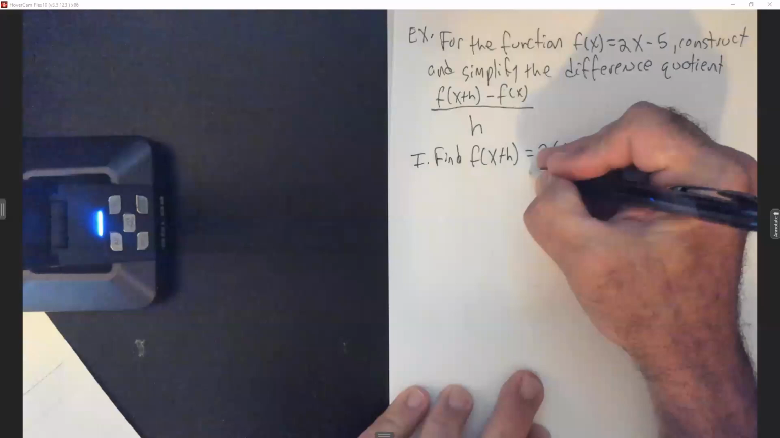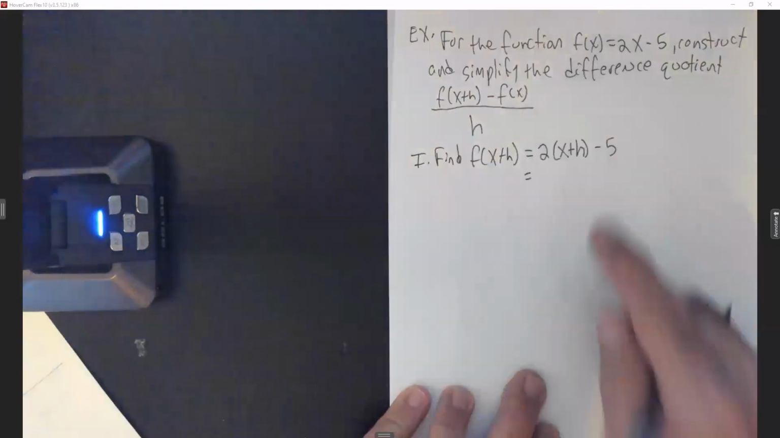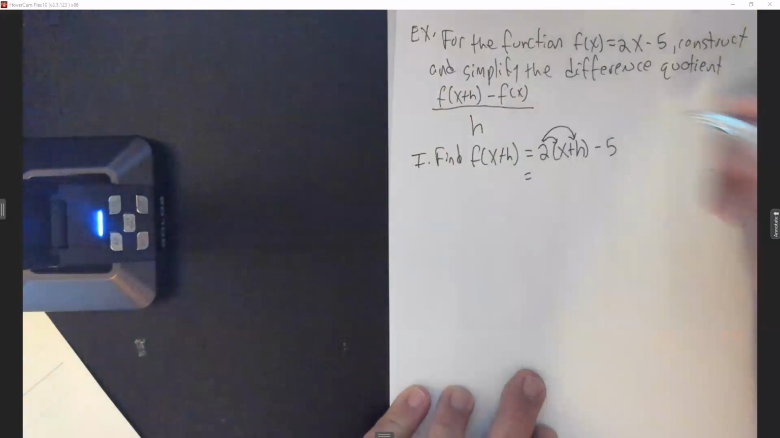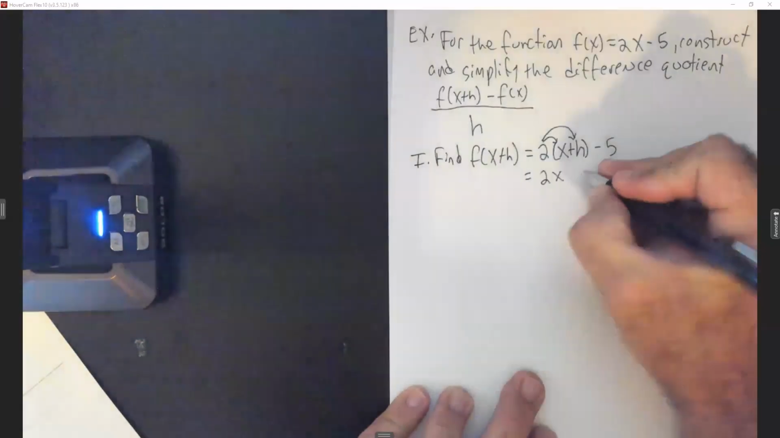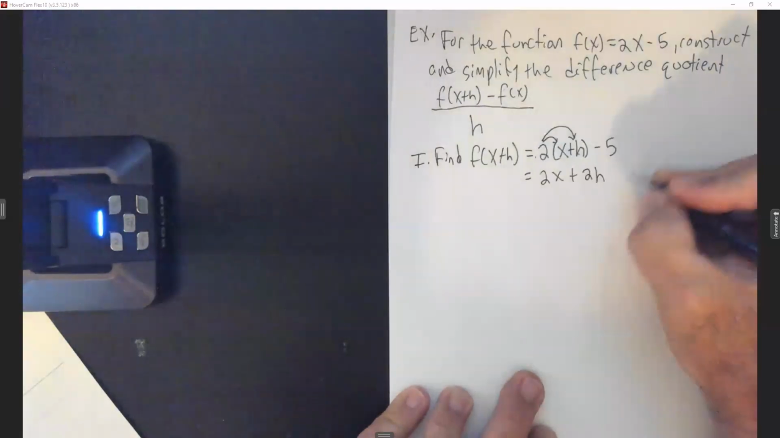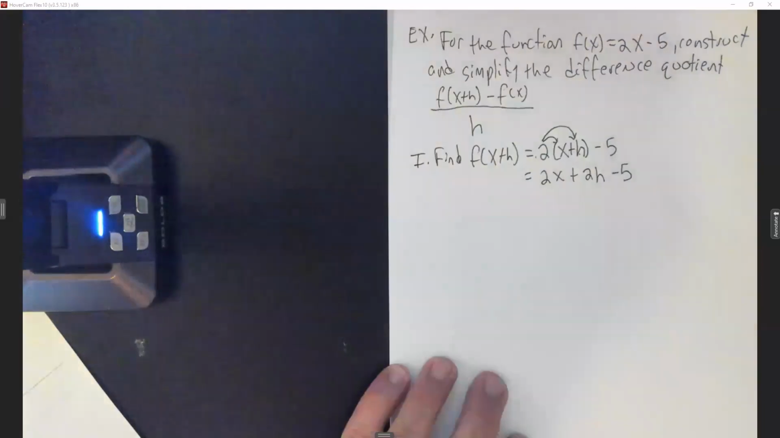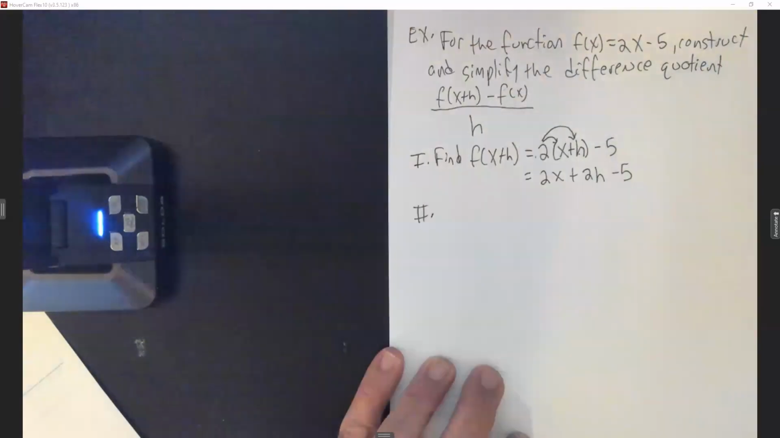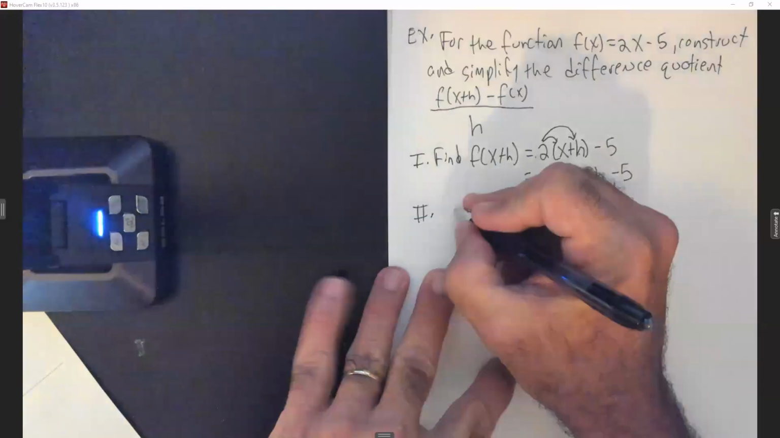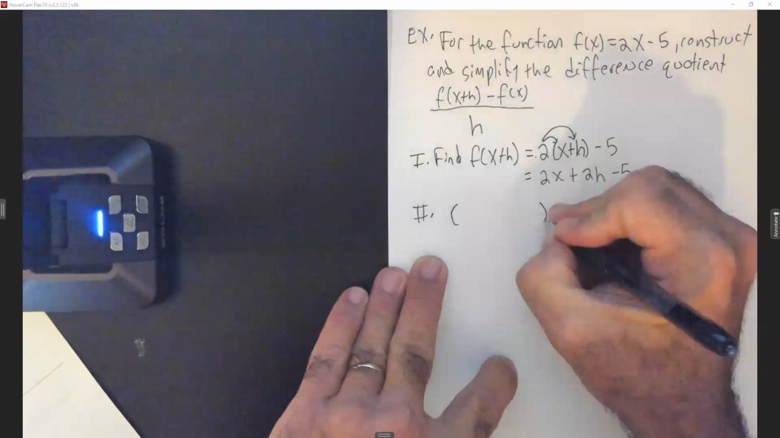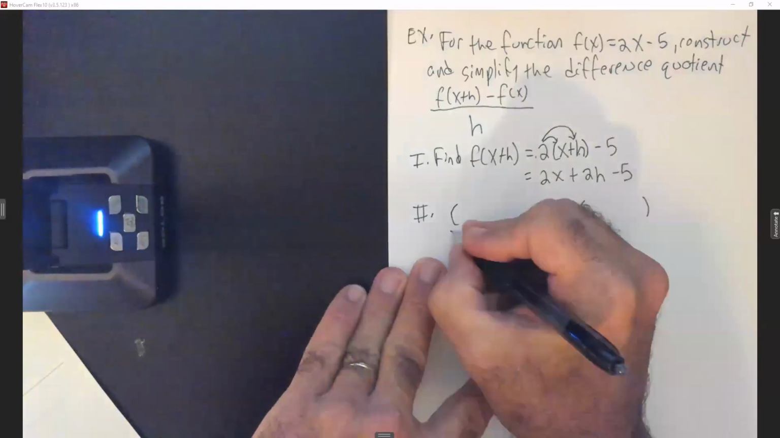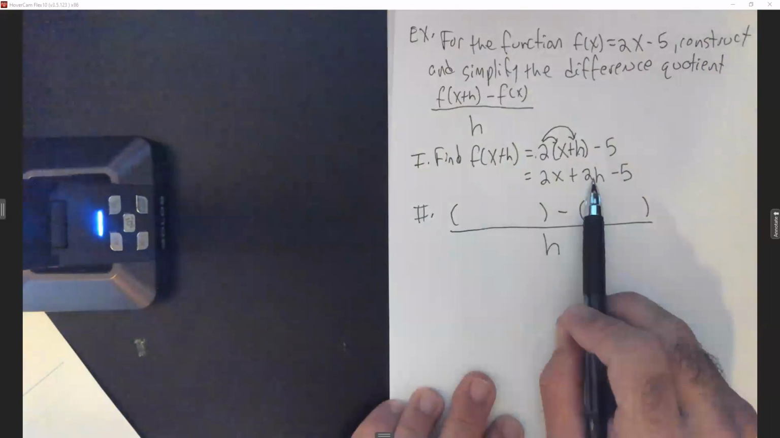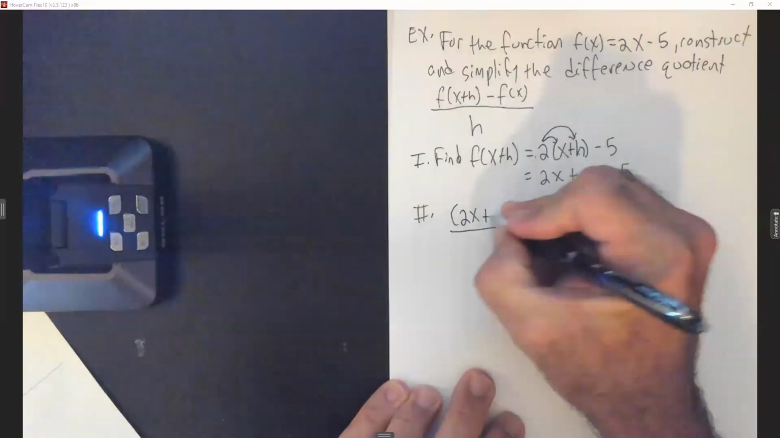So before I put it into the formula, I got to simplify this as far as I can go. And y'all, the only thing I can do here is remove parentheses by distributing my 2. So I get 2 times x is 2x plus 2 times h is 2h, and then at the end is a minus 5. So I cannot simplify that any further. So I'm going to go to my next step, which told me to put everything into the formula. So the formula is f of x plus h minus f of x, all of that over h. I know f of x plus h because I just found it. It's going to be 2x plus 2h minus 5.